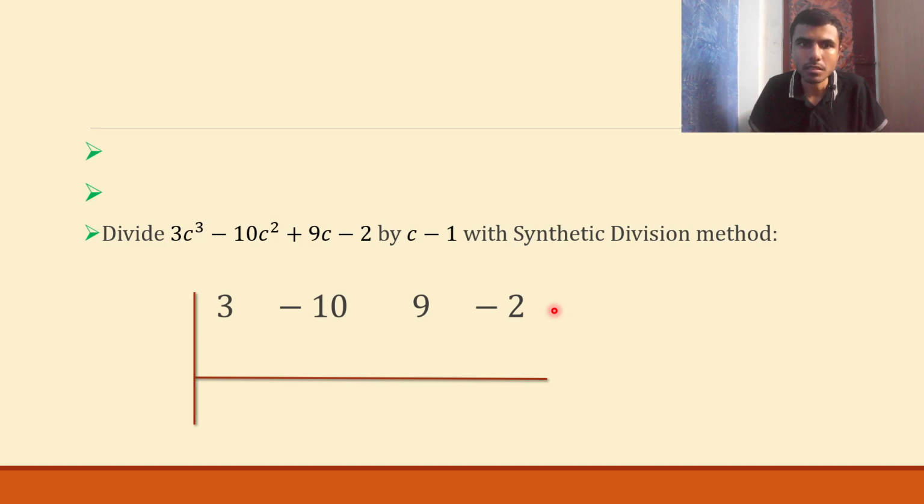Next, what is my factor? My factor is c minus 1. If the factor is c minus 1, that means what? c is 1, right? So put 1 here. Okay, now how to start in this method?